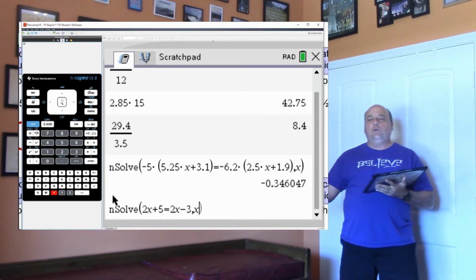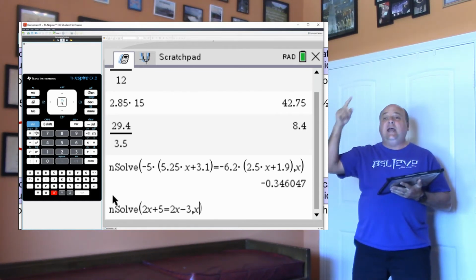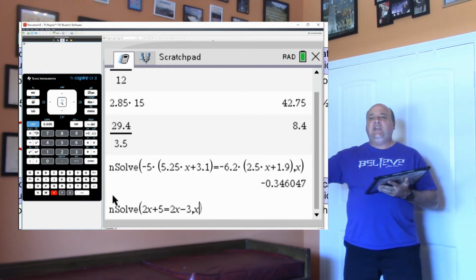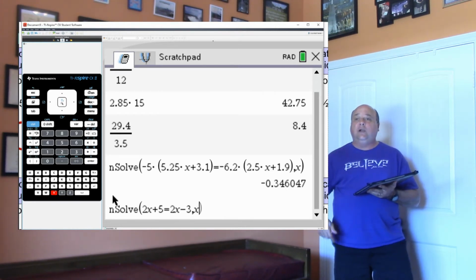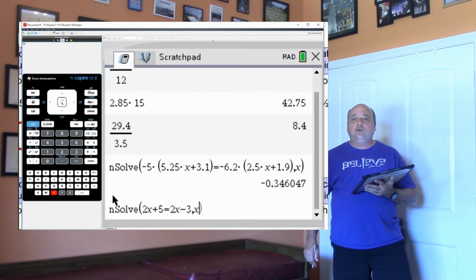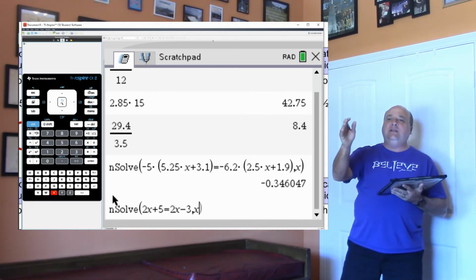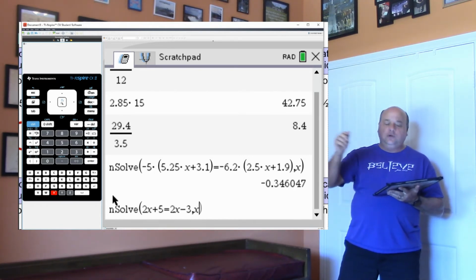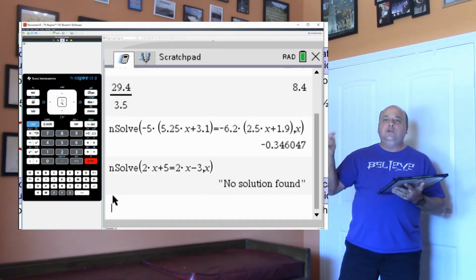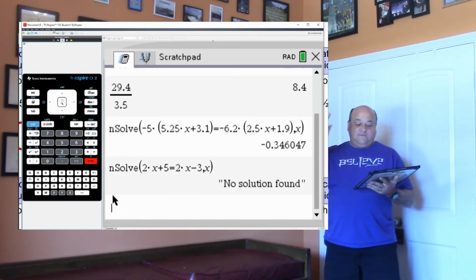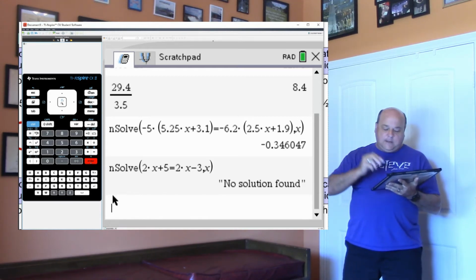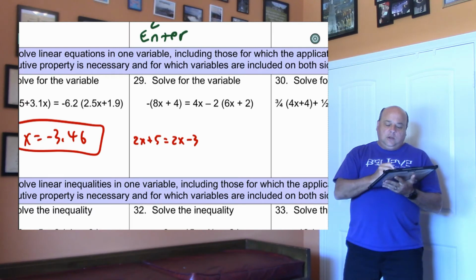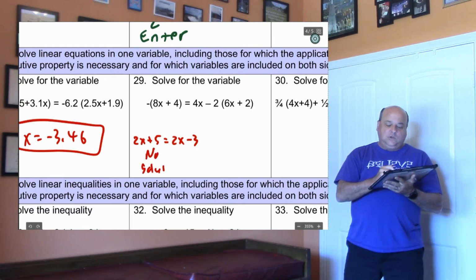Notice on this equation, when I move the 2x to the left, the x's will cancel out. If the x's cancel out, two things could happen. On this one right here, after the x's cancel out, you got 5 equal negative 3. Is that true? It is not true. This equation cannot be solved. The answer would be no solution. Let's see what the problem gives us. No solution found because 5 does not equal negative 3. You might end up with this on your test, okay? Now then, so this would be no solution, okay?